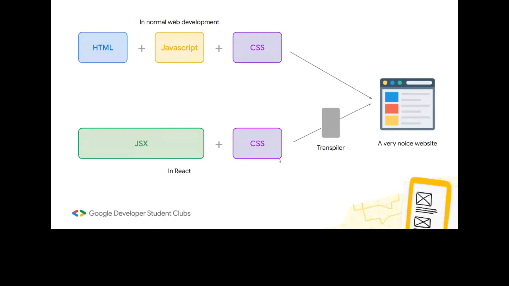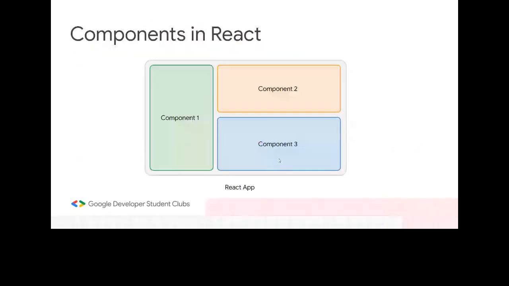So a lot of you might also be having the question that if I can write HTML separately and I can write JavaScript separately, then why do I even really need a transpiler, right? Because the JSX that I'm writing is eventually just going to get converted back into HTML and JavaScript. So that is where the concept of components in React really comes into the picture.